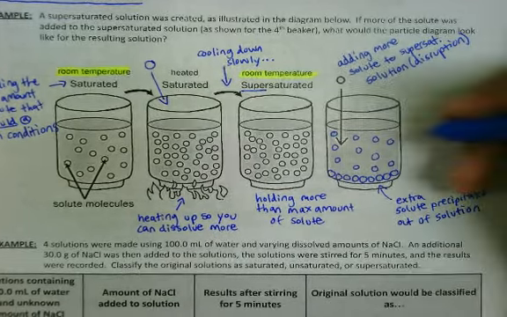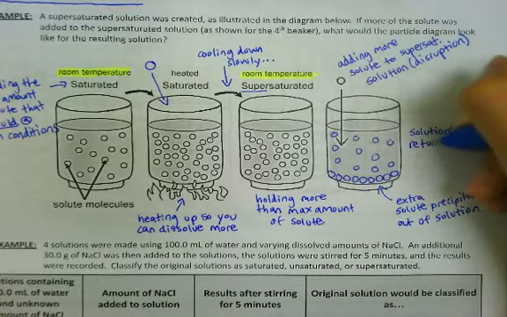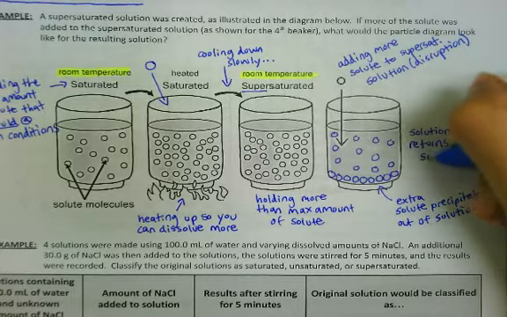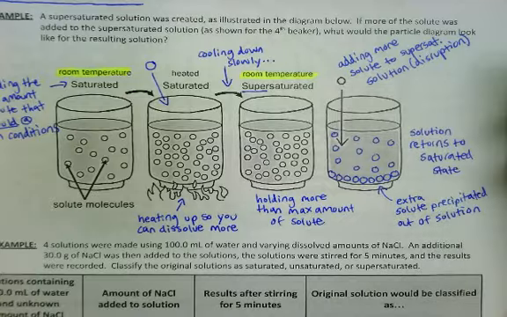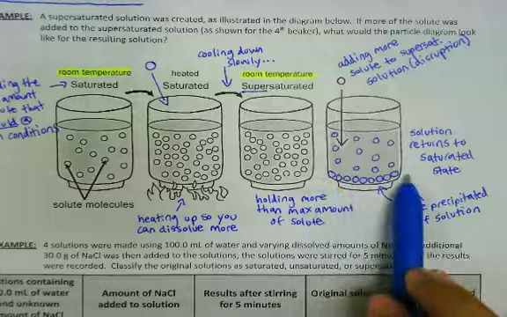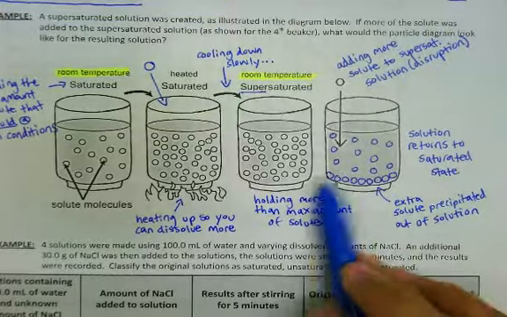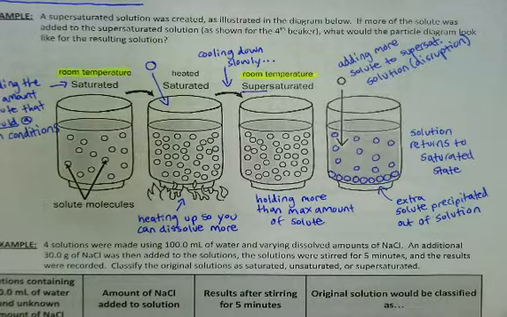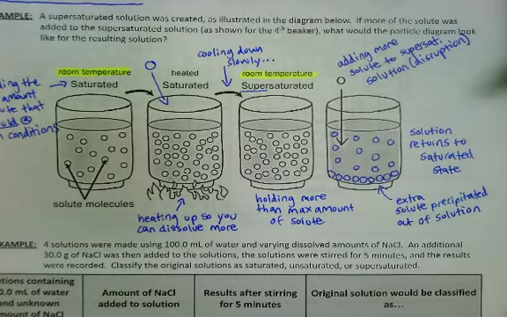No longer supersaturated. The solution returns to the saturated state. Again, this layer here does not represent dissolved particles. This is the precipitated solute. This is the not dissolved pieces, and these are all the dissolved pieces suspended in the water.